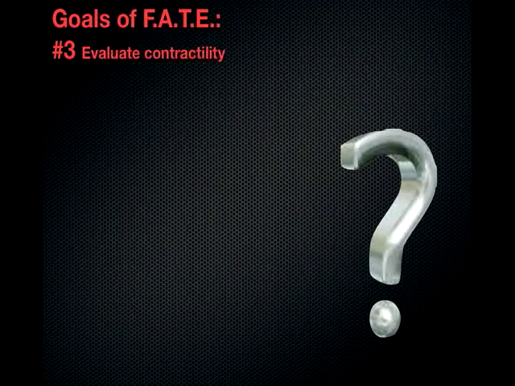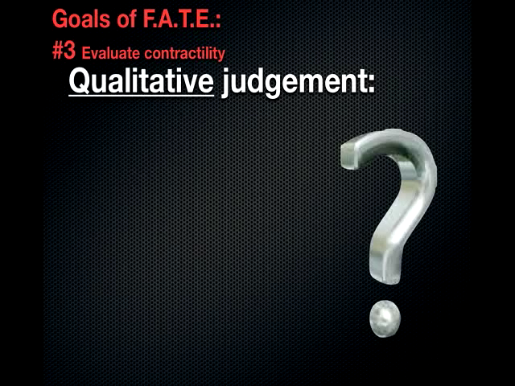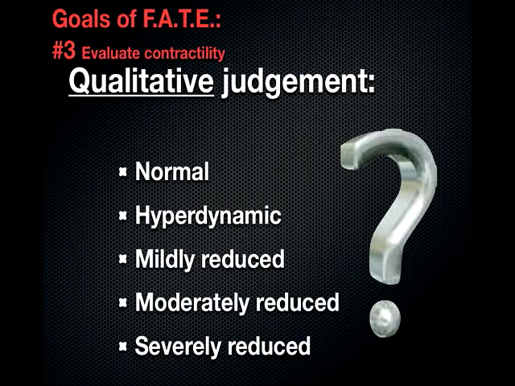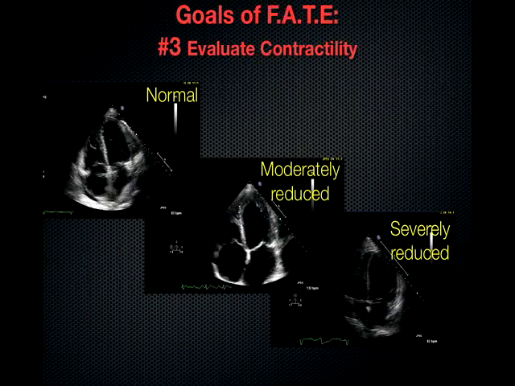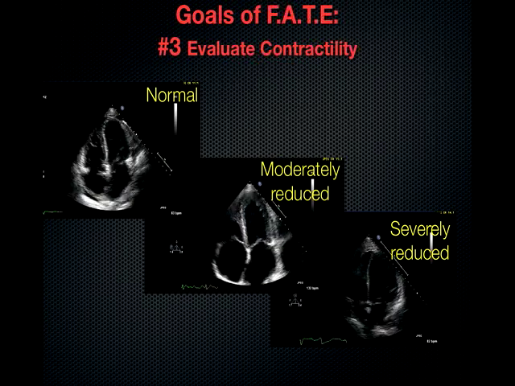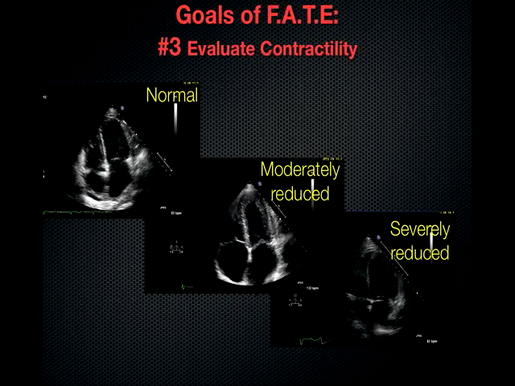Evaluating contractility. This is really a qualitative judgment. We're not planning on teaching you how to do exact ejection fractions. It's really not our role. That's the role for a formal transthoracic echo. This is a qualitative judgment. What we're looking for here is more normal, hyperdynamic, mildly reduced, moderately reduced, or severely reduced judgments. So in order to do that, have the normal view kind of emblazoned in your mind as the baseline.